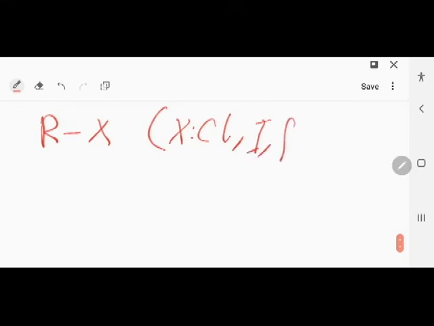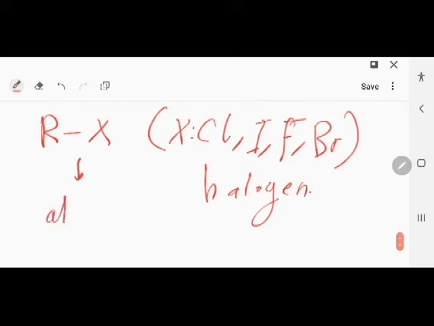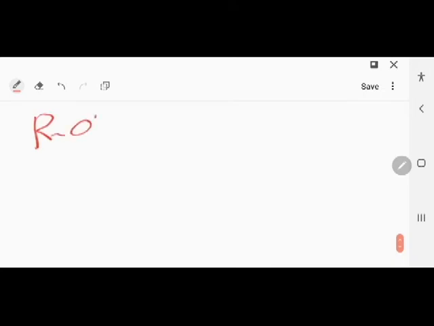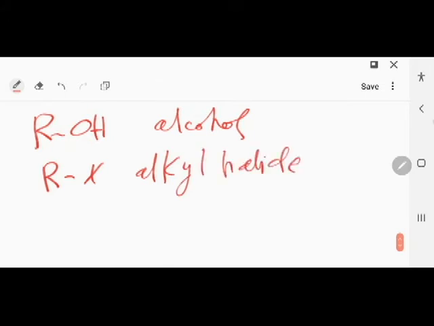If we have R connected with X, and X here means chlorine or iodine or fluorine or bromine, so here we are talking about halogen. So X is any halogen atom. In this case, we have alkyl halide. So we have ROH, alcohol, and we have RX, which is alkyl halide, and we have finally R connected with N, which is amine.